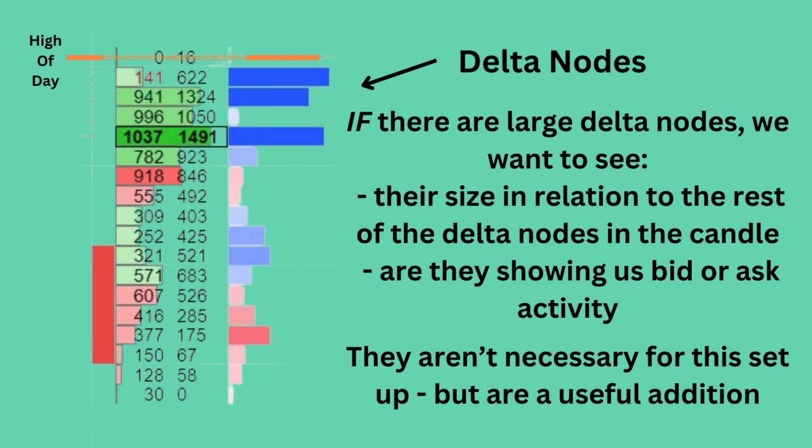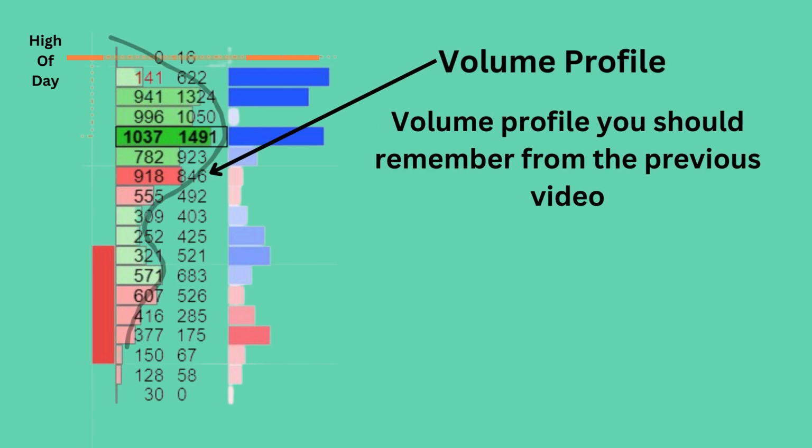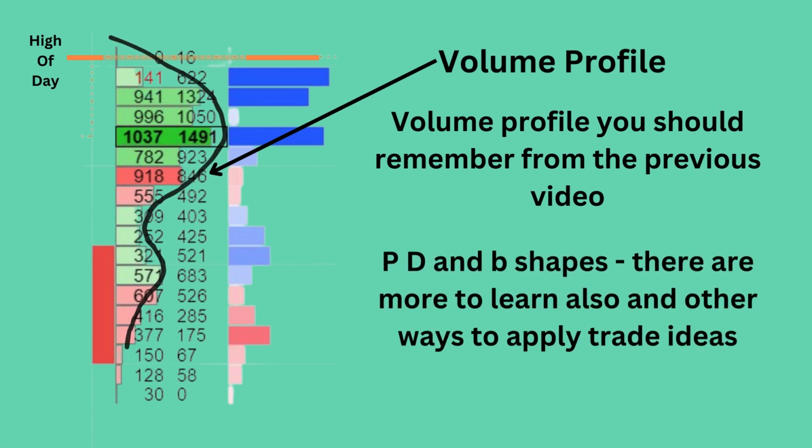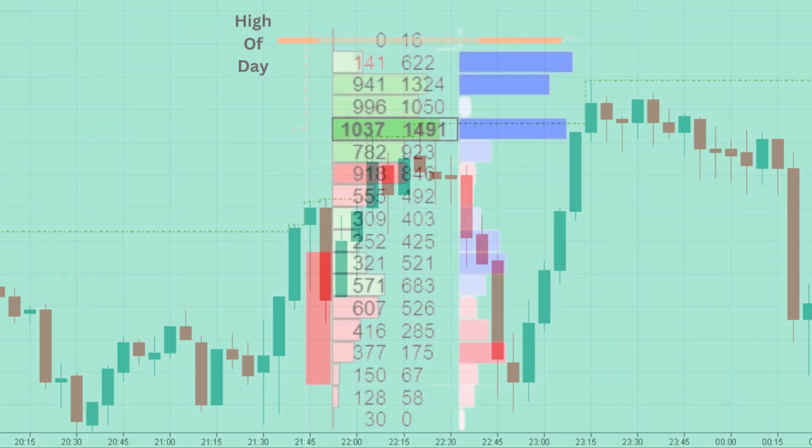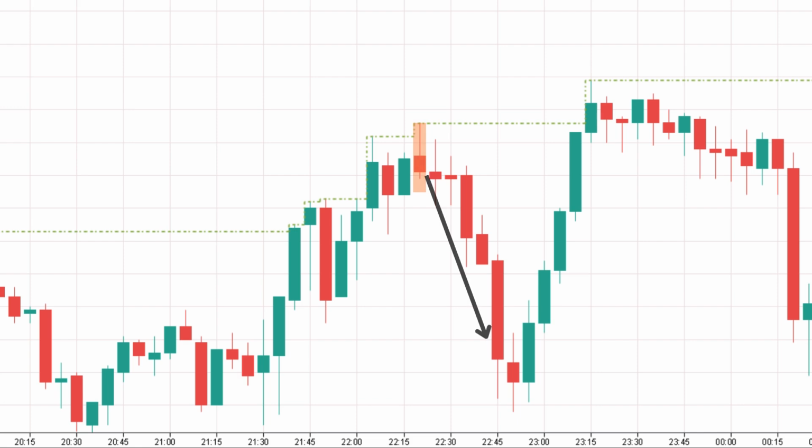There are not always significant delta nodes, but they are a useful addition to look for, especially if you want to try and gain a better entry for your position. As for volume profile, we covered it in the previous video about volume, and we've already learned the 3 most common shapes, so that's what we're going to apply to this video as well. This one here is one of the best examples of a high, which is why I used it for this explanation. Here it is on the chart.